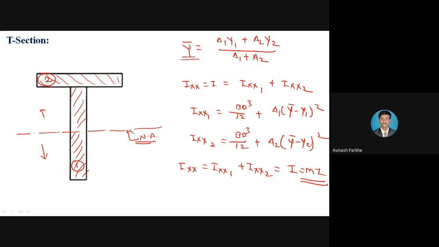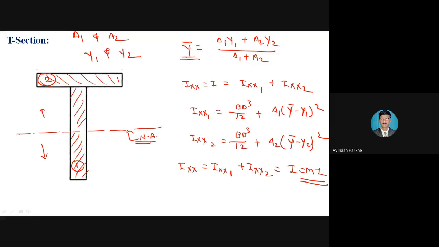I section, a total of 3 sections are present. Therefore, A3 and Y3 are extra, which we have to calculate. But in case of a T section, the figure is in front of you. It consists of only 2 sections. One is a vertical rectangle and another is a horizontal rectangle. Therefore, I only have to calculate A1 and A2, Y1 and Y2. It is not required to calculate A3 and Y3.